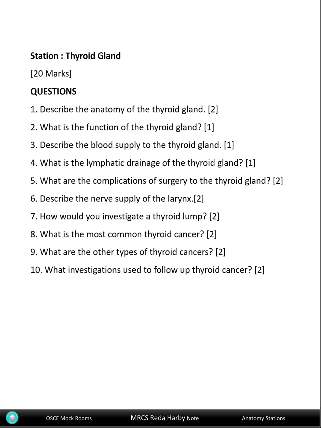Okay, so in brief, like two sentences, the simple thing is to start with: it consists of two lobes connected by an isthmus in the middle of the neck from C5 to T1 vertebra, and the isthmus is anterior to the second to third tracheal rings, and it is surrounded by a capsule, which is surrounded by the pretracheal fascia. Nothing more. Okay, what is the function of the thyroid gland?